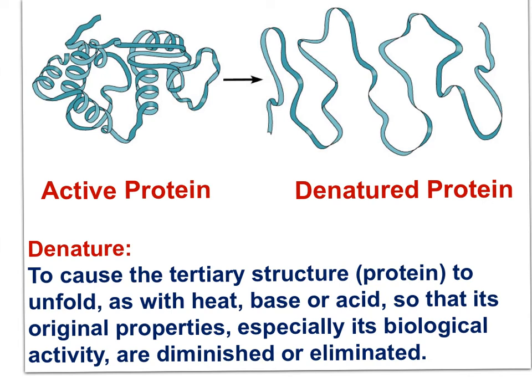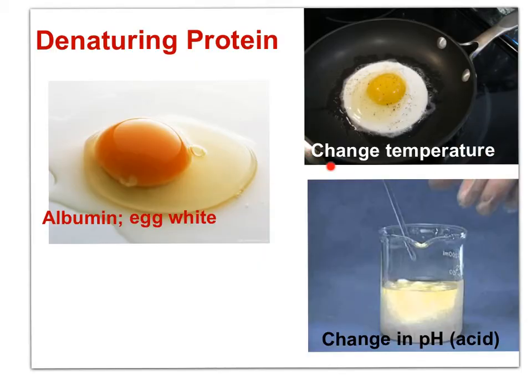Here's an image of an enzyme denaturing. Denature is to cause the tertiary structure of the polypeptide, the protein, to unfold, as with heat, base, or acid, so that its original properties, especially its biological activity, are diminished or eliminated. High temperatures or changes in pH will denature proteins, denature enzymes. As the egg white becomes opaque during heating, the protein albumin is becoming denatured.